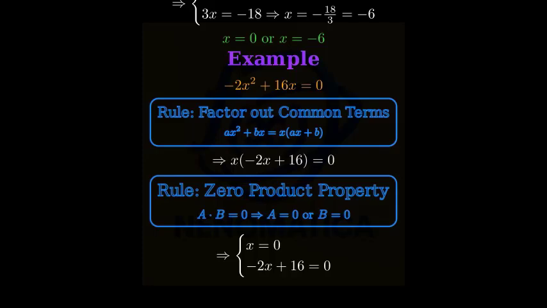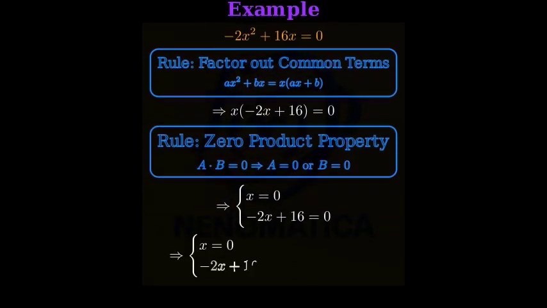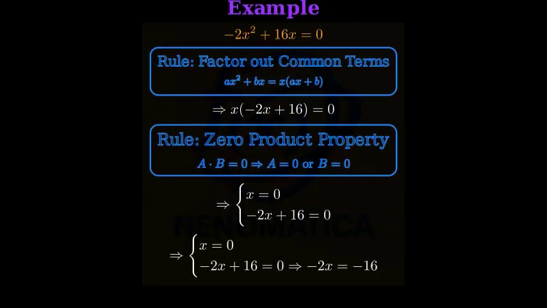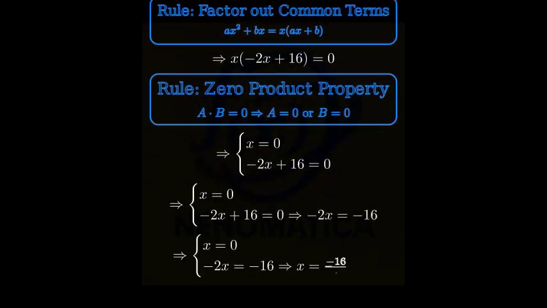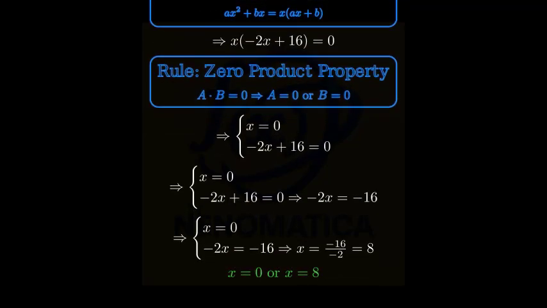The first equation gives us x equals 0 as one solution. For the second equation, -2x plus 16 equals 0, we subtract 16 from both sides to get -2x equals -16. Then we divide both sides by -2, and we get x equals 8. Therefore, the solutions to the equation -2x squared plus 16x equals 0 are x equals 0 and x equals 8.